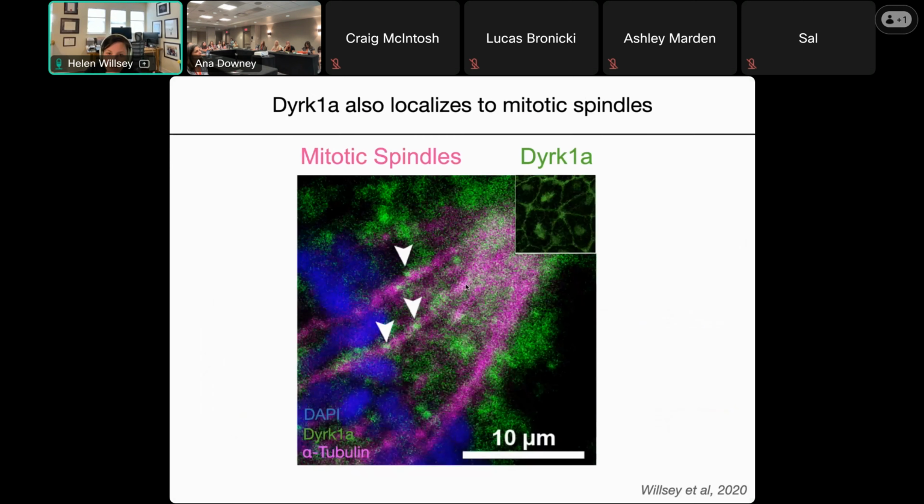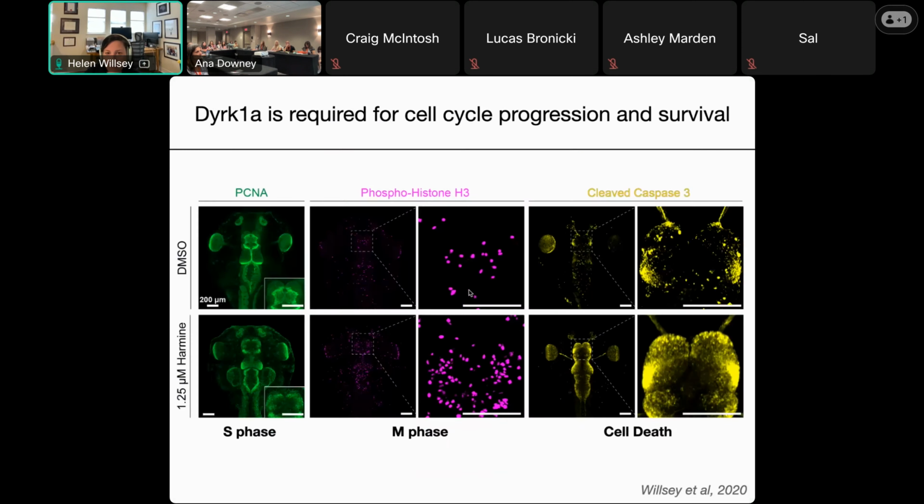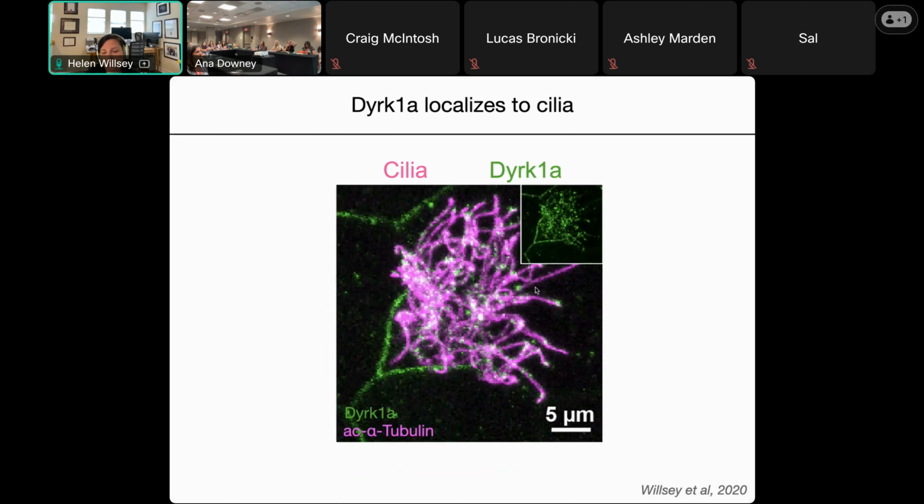So just like the mitotic spindle, the pink here, these microtubule structures, cilia are another microtubule based structure that's really important for development. And so again, this is saying, where's DYRK1A relative to this microtubule based structure? Again, in pink, you have the microtubules, and in green, you have the DYRK1A protein. And we can see that, again, it's in this punctate pattern along microtubules as well as some other places.